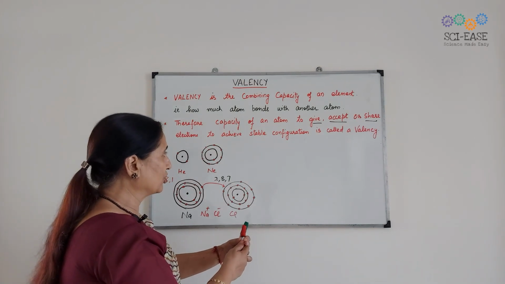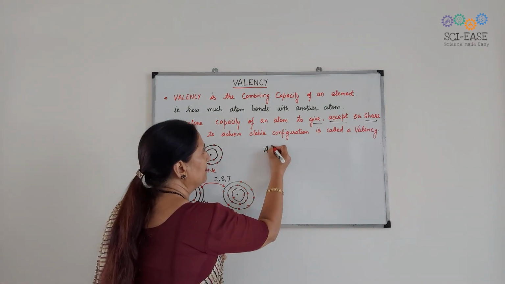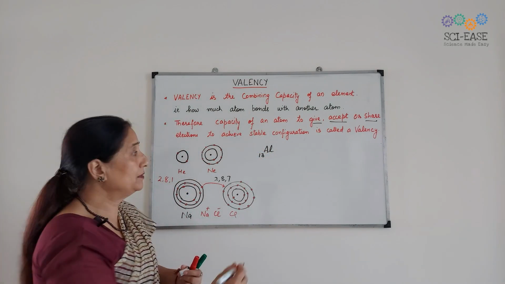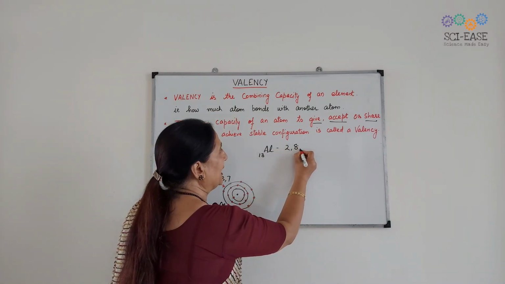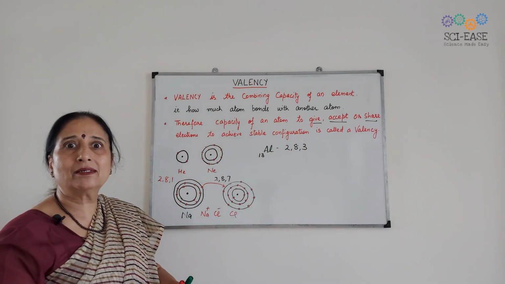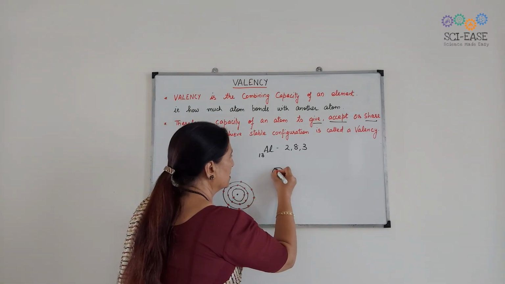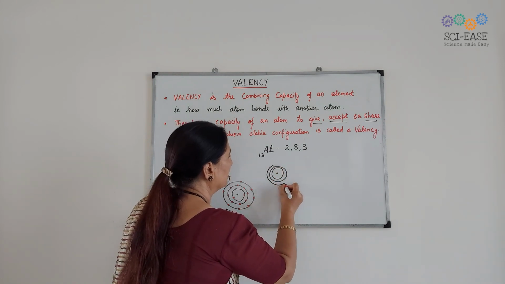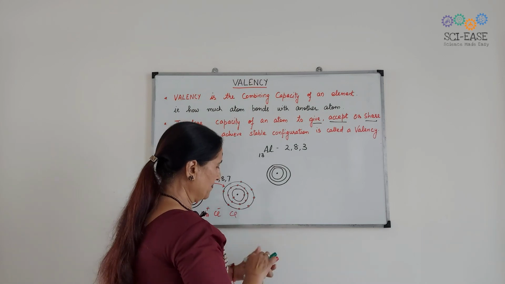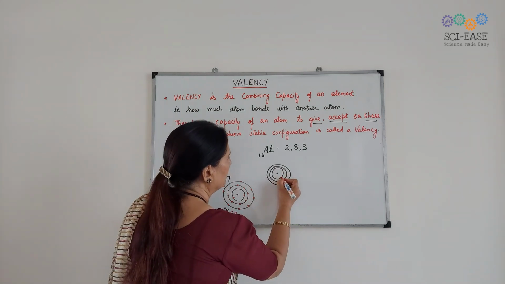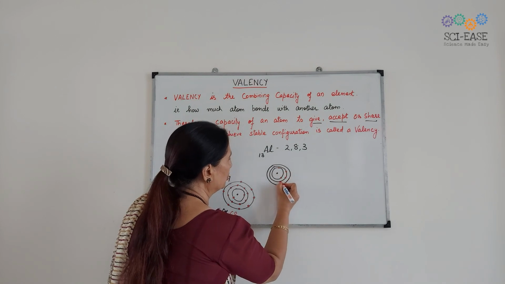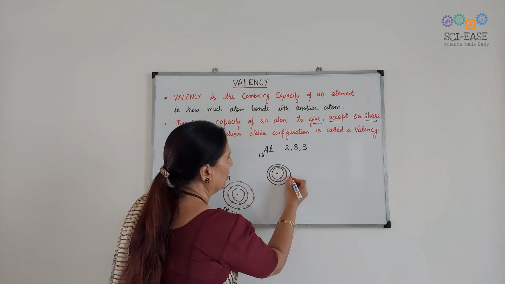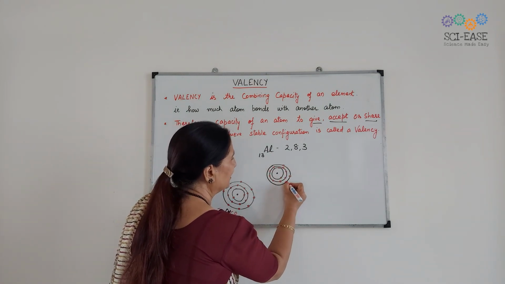I will draw the structure. Aluminium has 13 atomic number, electronic configuration 2, 8, 3. So what will be the result? This is one shell, this is second shell, this is third shell. Okay, so here 2, 1, 2, 3, 4, 5, 6, 7, 8. And this is 1, 2, and 3.